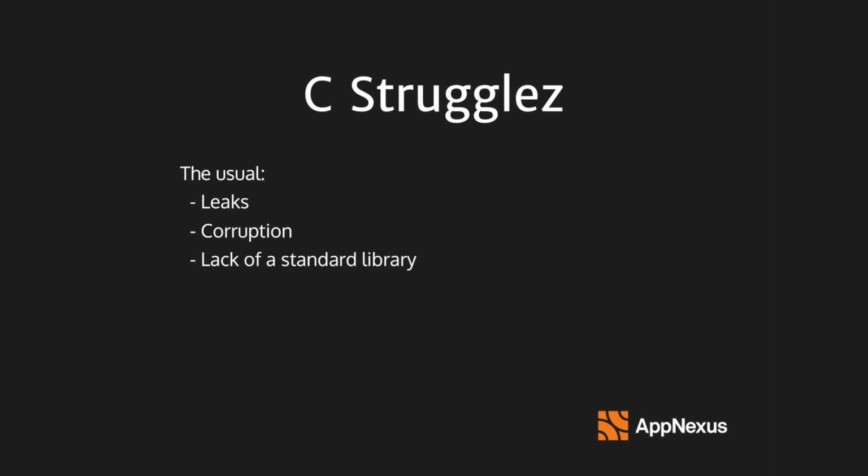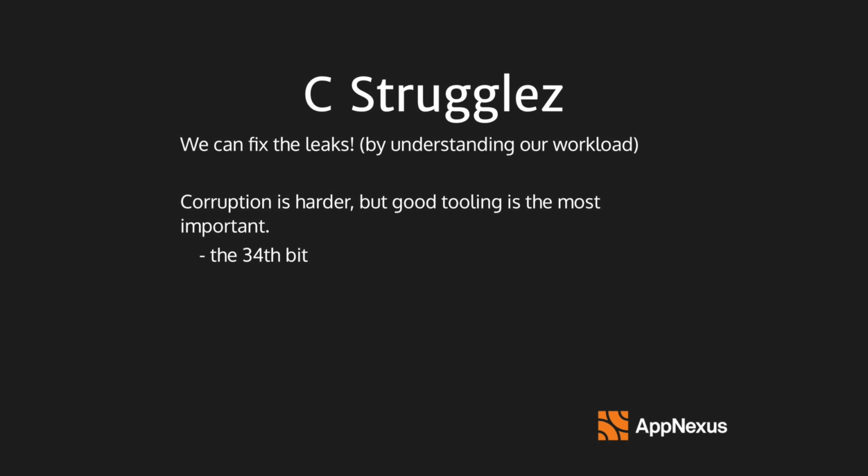So C gives us leaks, it gives us corruption, it gives us lack of a standard library. The third one we've kind of solved. Like I said, there are 5 core data structures. Keep them simple, test them well, make them fast. Great, done. Leaks, we can fix, sort of, by understanding our workload. We use a pool allocator pretty heavily at this point. So allocate memory for a given request into a pool that you've allocated exactly once, and free that pool exactly once at the end of the request. So you definitely can't leak any memory. Well, hopefully.